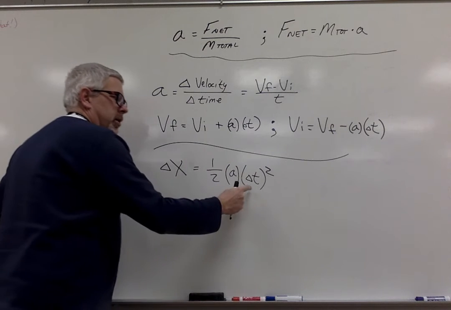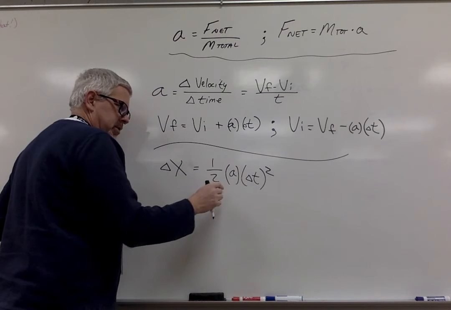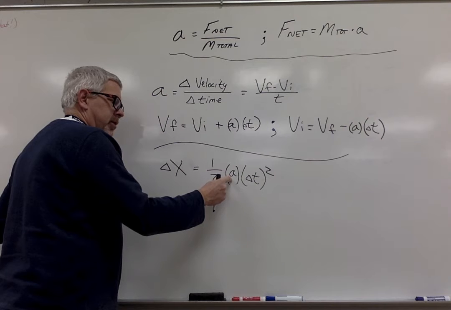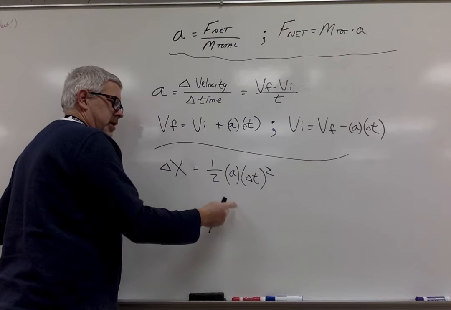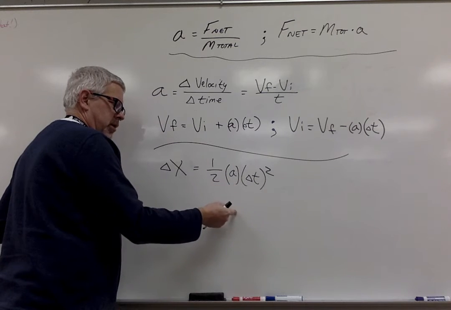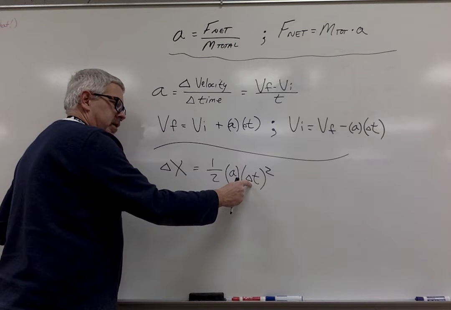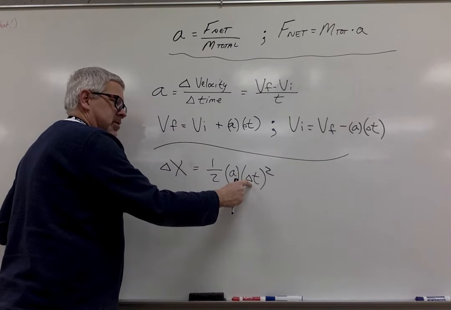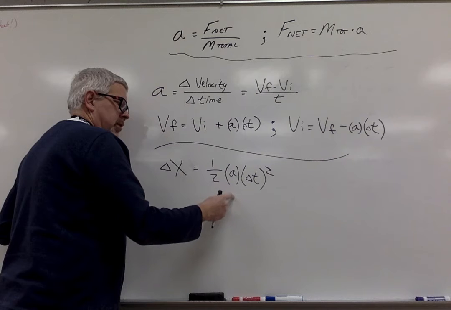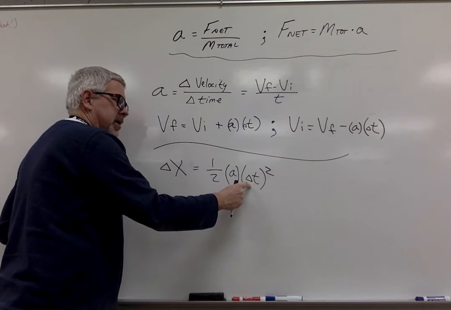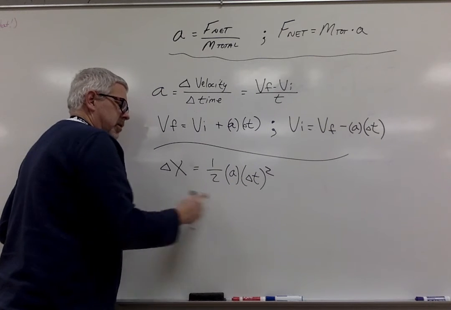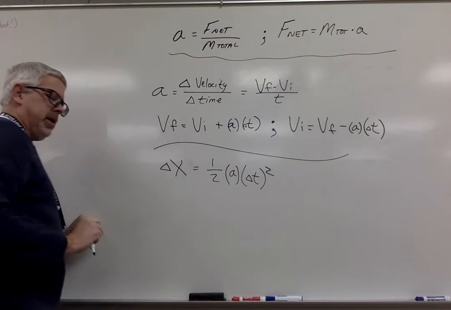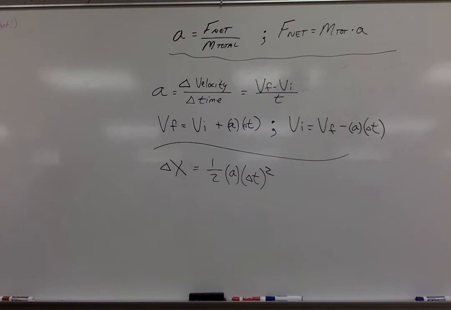Why is it time squared? Well, there's a couple ways to explain that. If you think about the units for acceleration, which are meters per second squared, if I have units of time as seconds, and I square that, meters per second squared multiplied by seconds squared gives me units of meters, which do give me the correct units for distance or displacement.